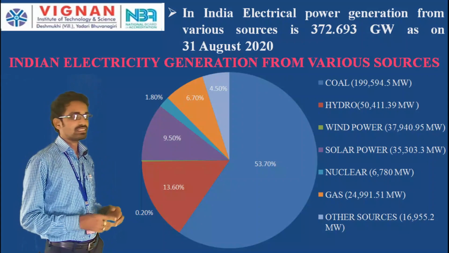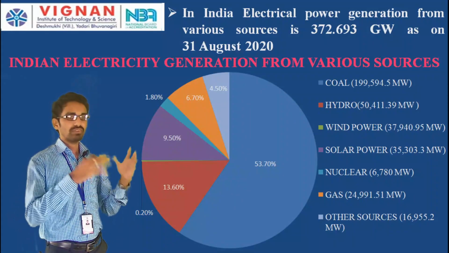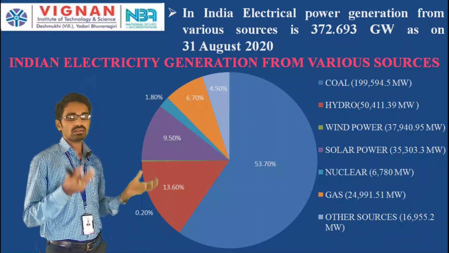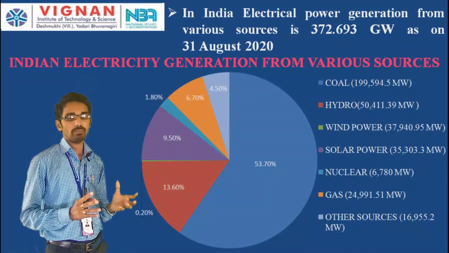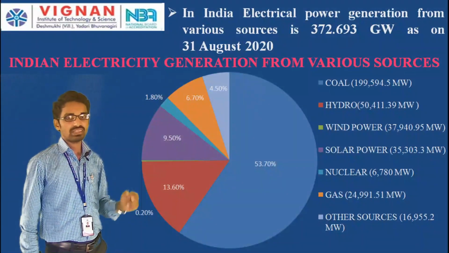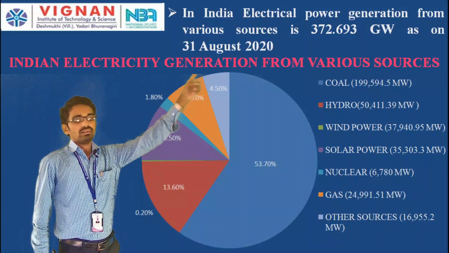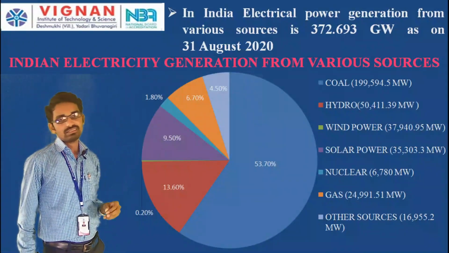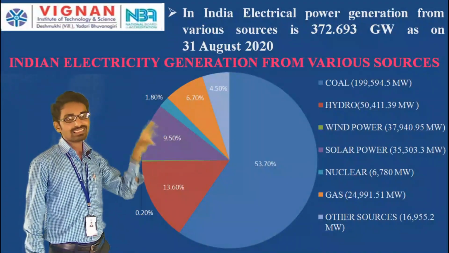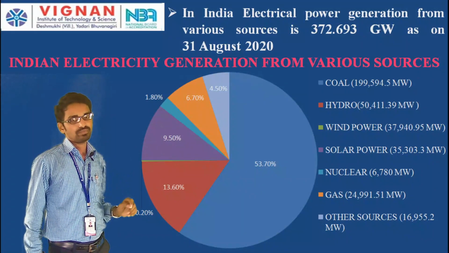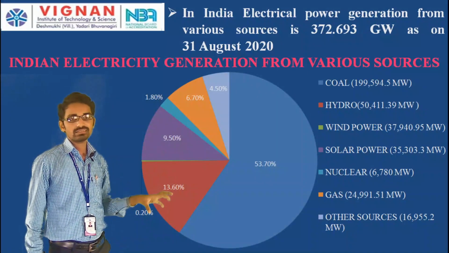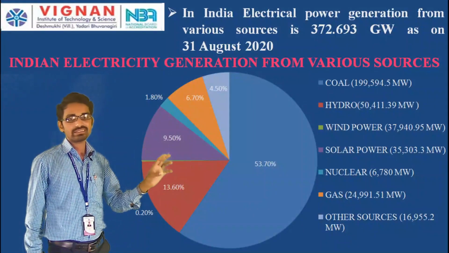If we go for India, electrical power generation is from various sources, both non-renewable and renewable energy sources. If I consider all the sources available in India, the total electrical power generation is 372.693 gigawatts as on 31st August 2020. These are the recent calculations, and with them I am considering the total Indian electricity generation scenario.